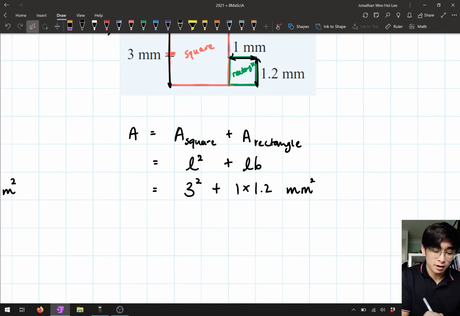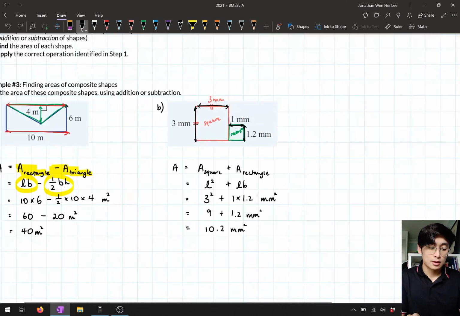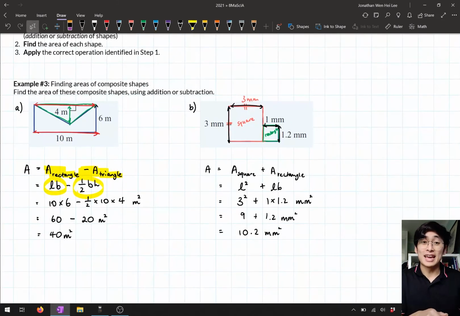Okay, let's find those areas. So 3 squared just gives me 9. Plus 1 times 1.2 is 1.2 millimeters squared. And because I'm adding those two areas, I just add them together in the end. So here I've got 10.2 millimeters squared. So there we go. That's how we can find the area of our 2D shapes here for composite shapes.